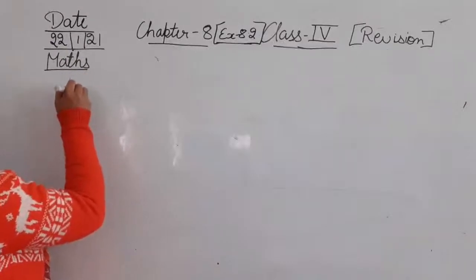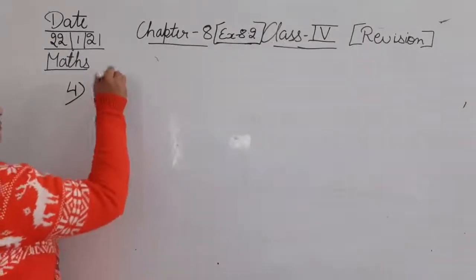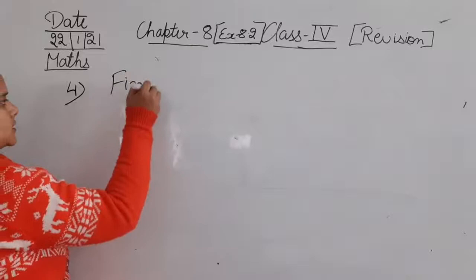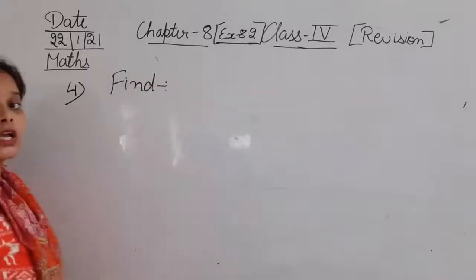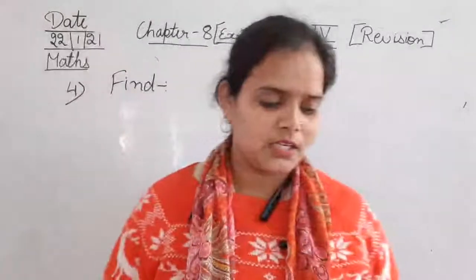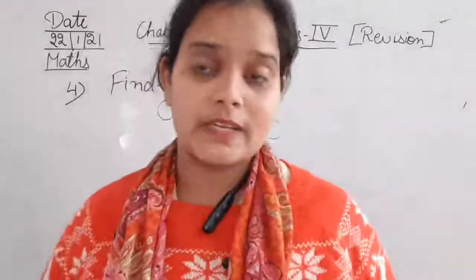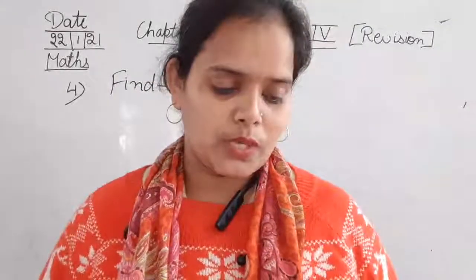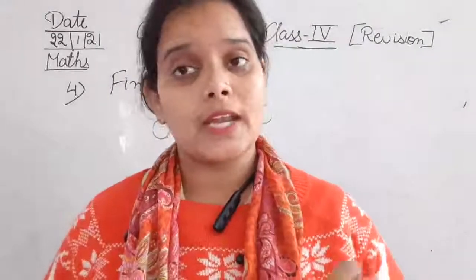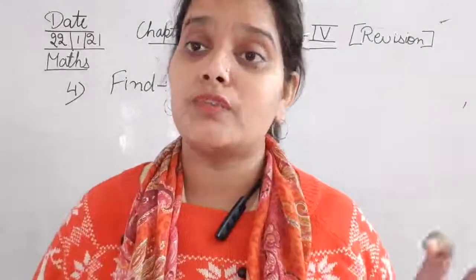The fourth sum is find. This is the question. Okay, the fourth sum is find. Okay, so this fourth sum is divided into 6 different parts. Okay, and we have to find the numbers for that given fraction.